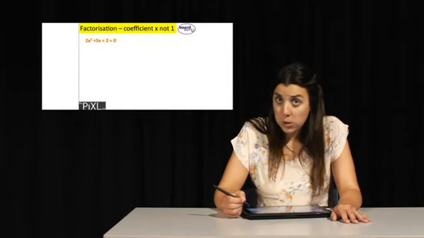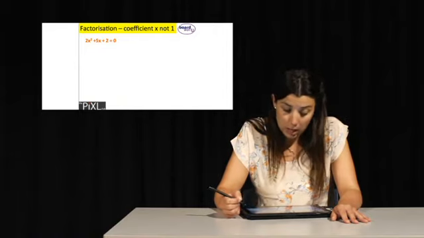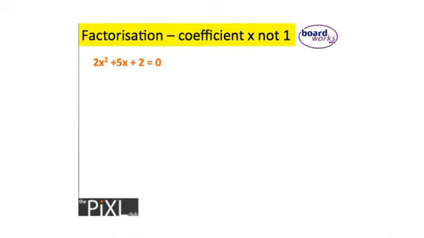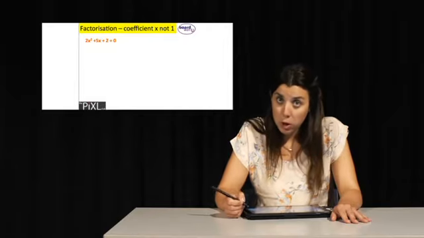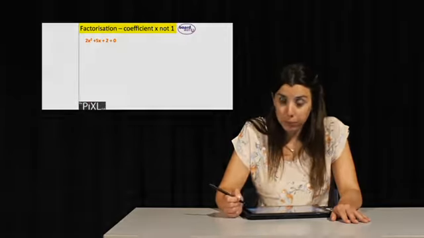On the next page is one of these for you to try. Here we have 2x squared, add 5x, add 2 equals 0. The coefficient of x squared is not 1. Apply the same rules as the previous example. 2 minutes, off you go.